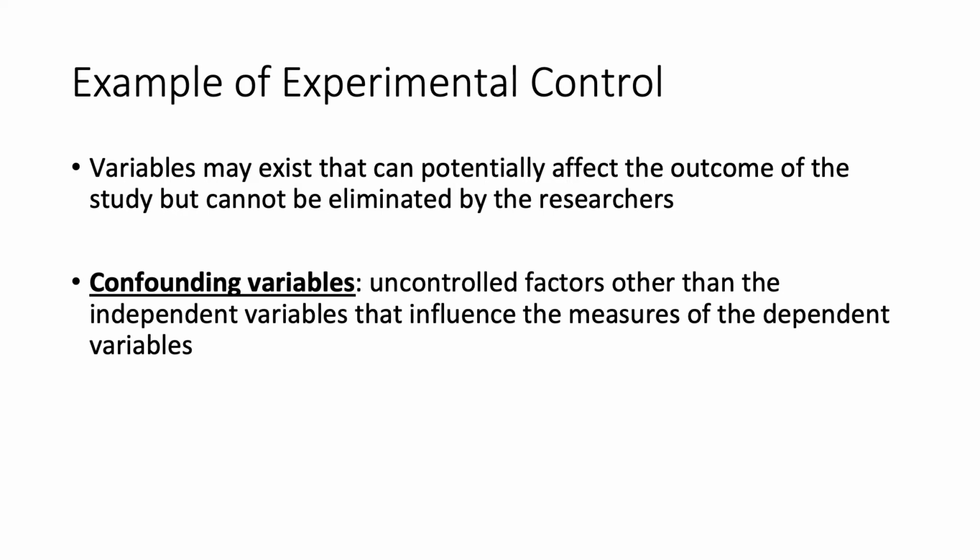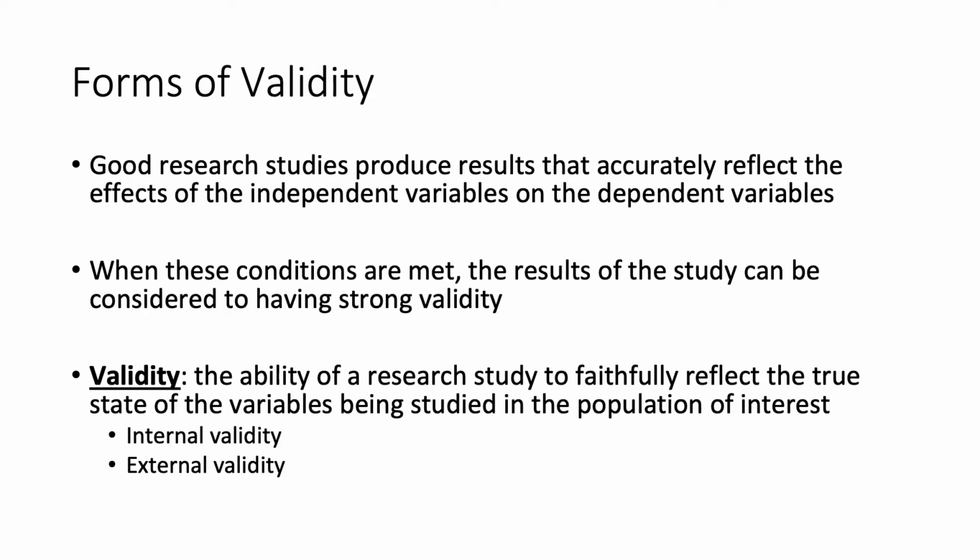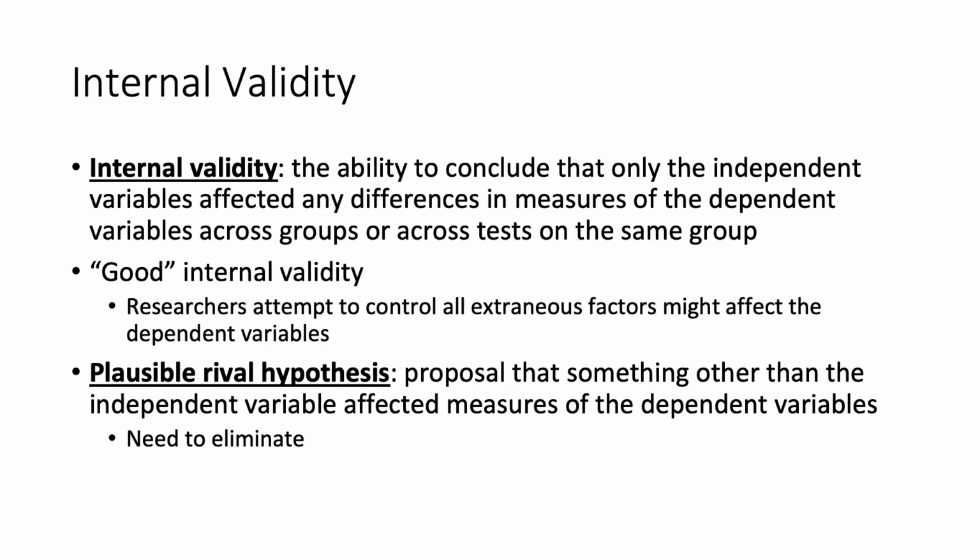So good research studies produce results that accurately reflect the effects of the independent variables on the dependent variables on the participants that you are studying. And when these two conditions are met, the results of the study can be said to have strong validity. Validity is the ability of a research study to faithfully reflect the true state of the variables being studied in the population of interest. When we think of validity, this can be broken into two different categories: internal validity and external validity. Internal validity is the ability to conclude that only the independent variables affected any differences in measures of the dependent variables across groups or across tests on the same group.